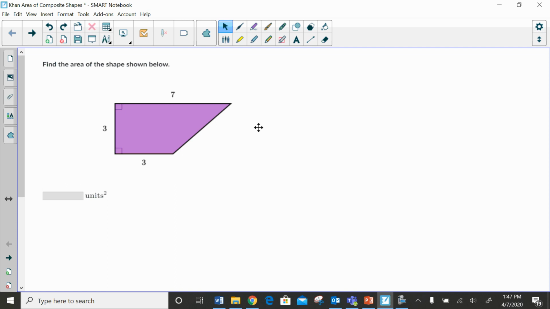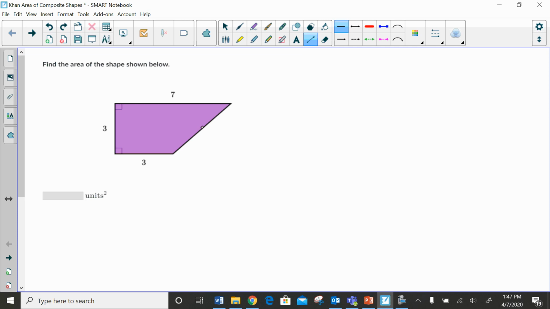Guess what? I've been receiving some emails, and this video is to help you out with your assignment called Area of Composite Shapes. Some of you remember this, some of you this is brand new. A composite shape just means we have a shape that's made up of maybe one or two or three smaller shapes. Maybe even four shapes.